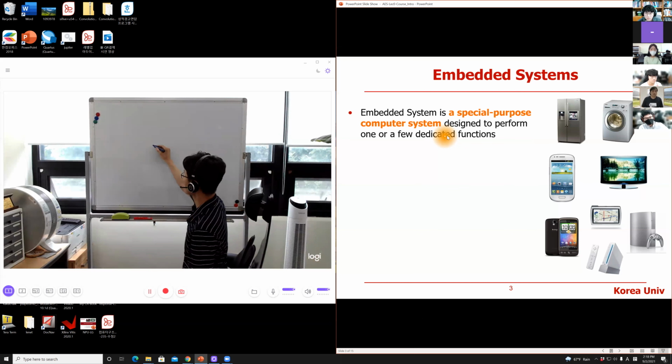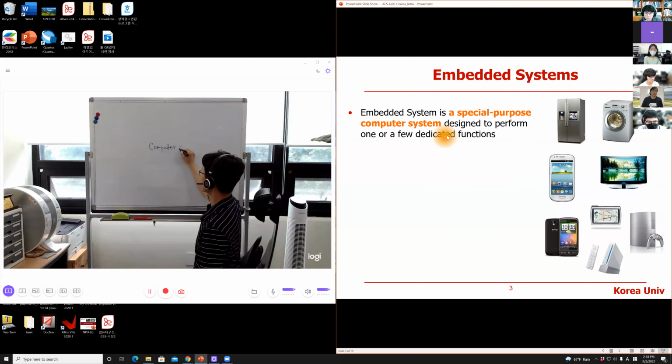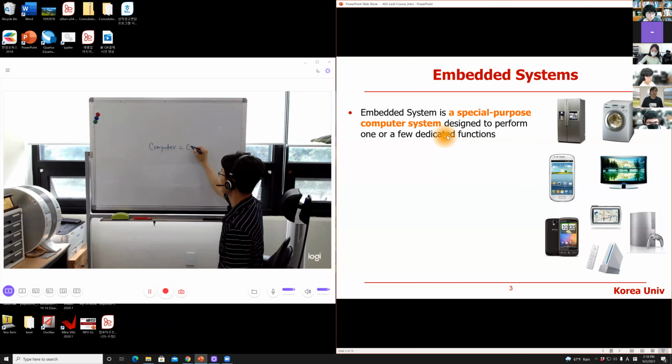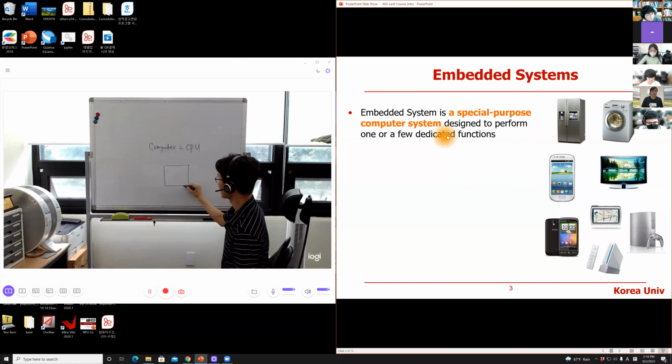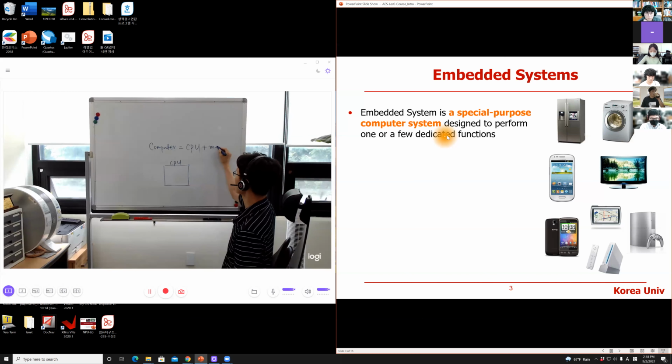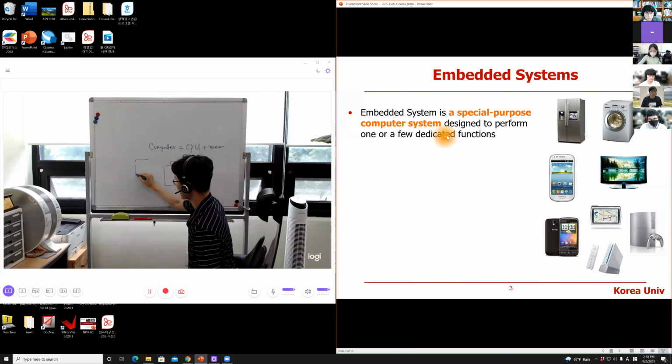What is a computer? From a hardware perspective, a computer is composed of three big components. The first one, the most important one, is the CPU, central processing unit, right? That is the brain. It is doing all the data processing. Then the brain plus memory. Memory contains what? You are storing your program, right?